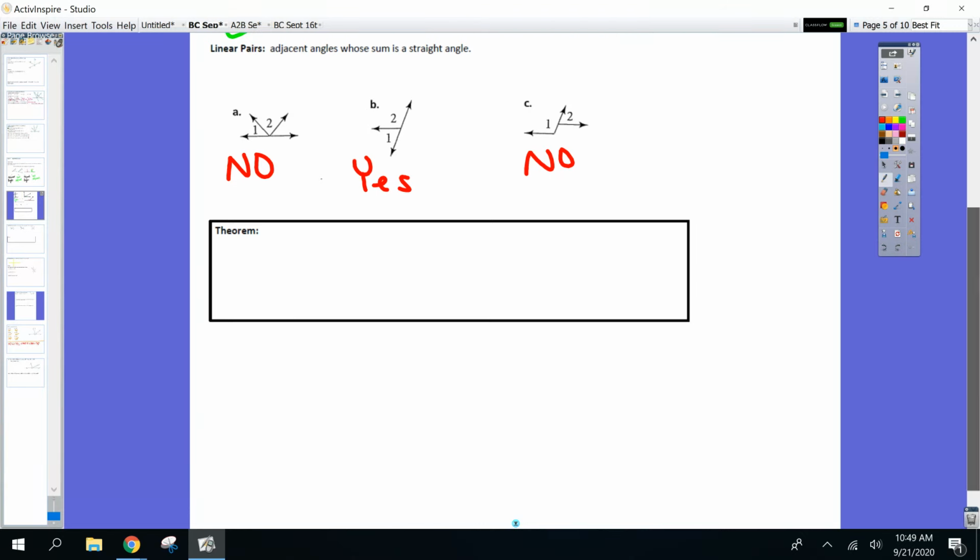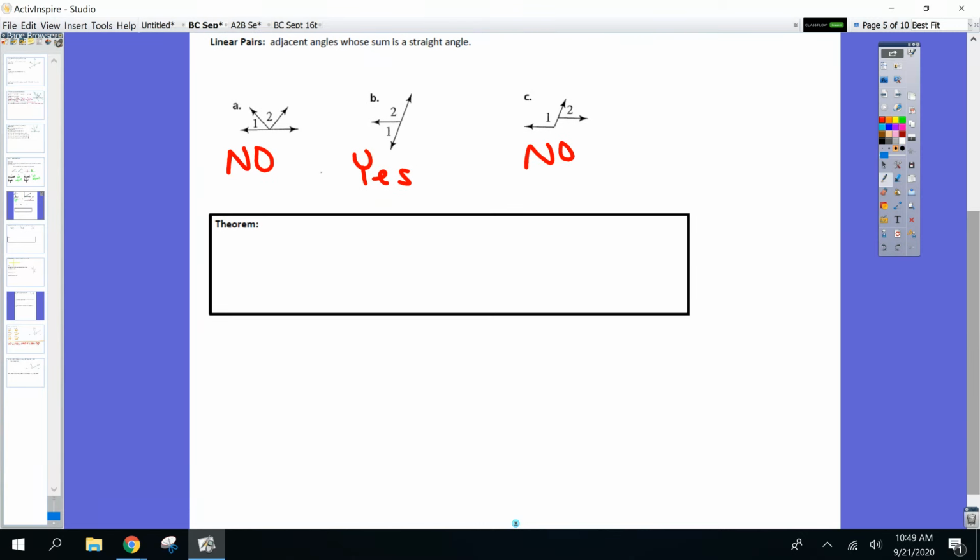Big moment right now in your geometry careers. You're going to learn your first theorem. First, what is a theorem? You guys have probably heard of the Pythagorean theorem, right? Here's what a theorem is. It's a true math fact that you're going to learn. You're going to learn a ton of them this year. Here's your first one, and you guys are going to fill in the blanks for me right now.